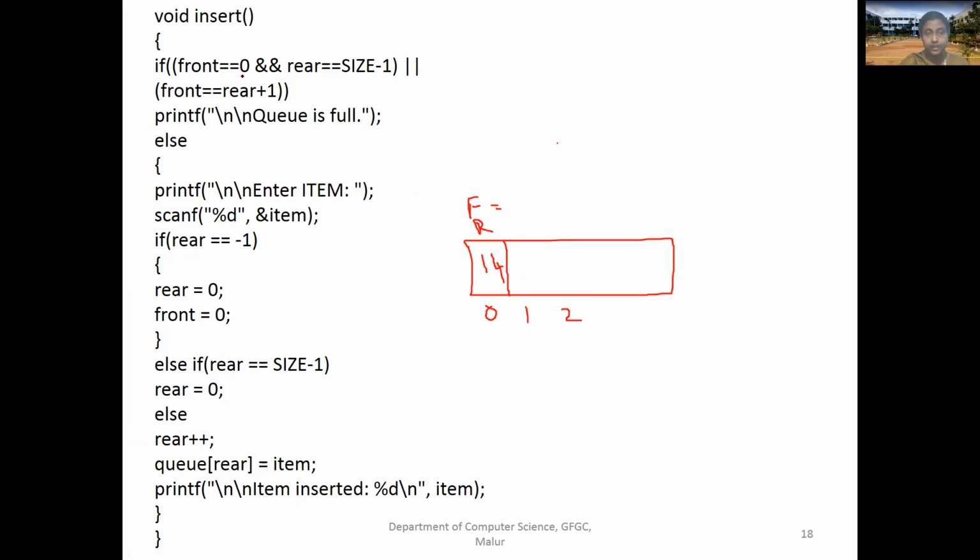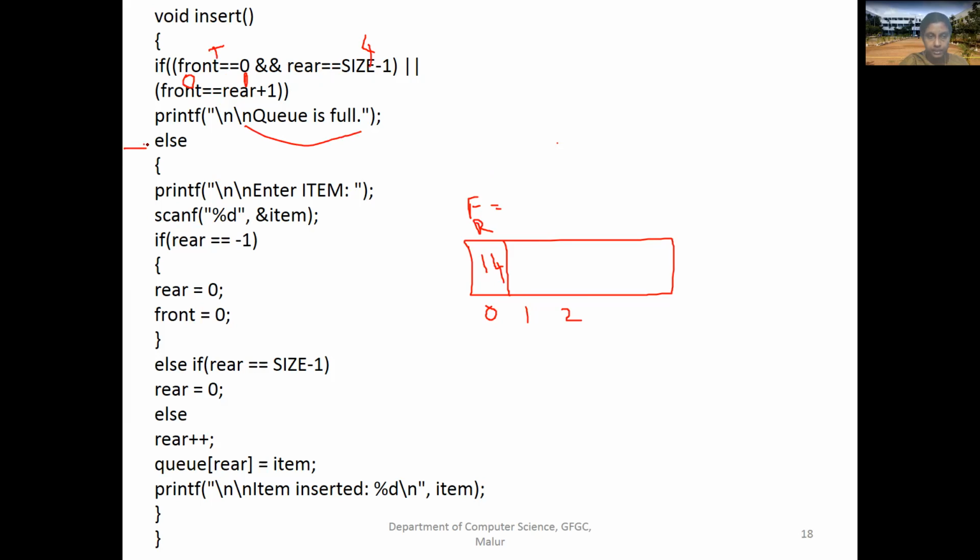Now you check: front is 0? Yes, this is true. But rear is size minus 1. Size is 5 minus 1, 4. Whether rear is 4? Rear is also 0. So the condition: front equal to rear plus 1. Rear is 4 plus 1, 5; rear is 0 plus 1, 1. Front is 0 but here also the condition fails. So both fail, so Q is not full.